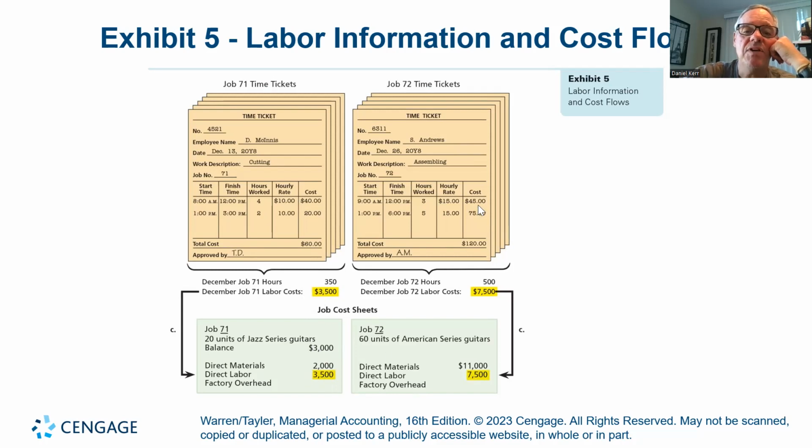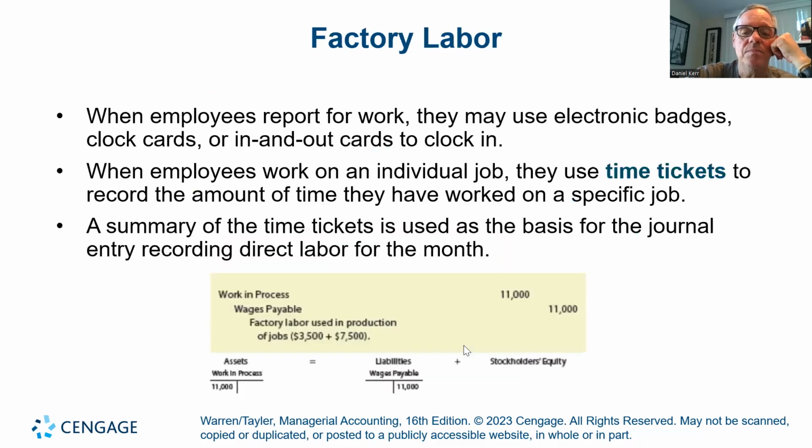For job number 72, notice they got more expensive labor here. We've got S. Andrews working on this particular job, and his rate is $15 per hour. And the total number of hours he worked on this job was 500. So 500 times 15 is 7,500. So we have $7,500 worth of direct labor. So between the two jobs here, we've got 3,500. We've got 7,500. That sounds like $11,000 worth of labor.